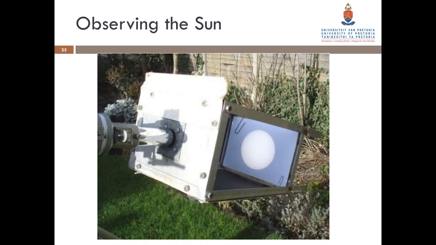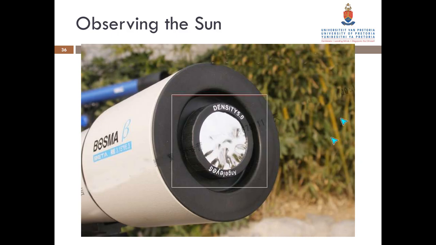Another way, which is very expensive, is to get a specialized solar filter you put on your telescope, and with your solar filter, you can directly see the sun and see sunspots.